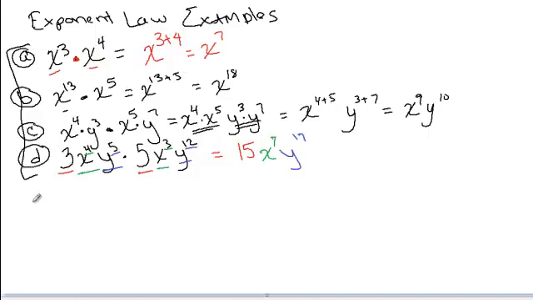Let's go ahead and do a few with the division. We'll put multiplication aside, and we're going to do division now. So let's do x to the 5th over x squared. So again, we know that we have to look for things like what's going on. So we say, all right, well, we're dividing, and we have a like base, so we keep the base, subtract the exponents, and we're done.